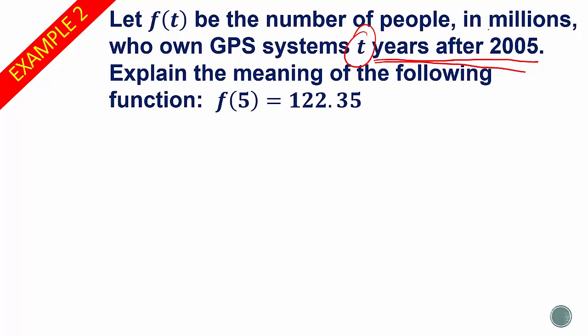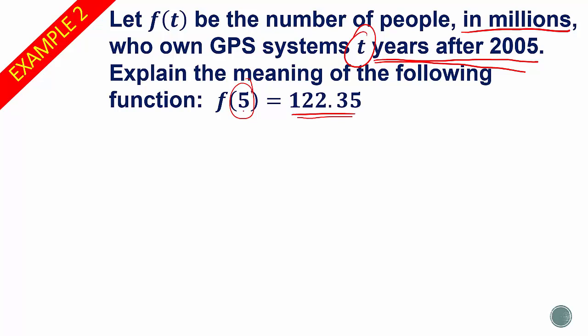The other thing to make note of is that this number right here, f of t, is the number in millions. So it's not 122.35 people. This is 122.35 million people. All right, so we're given the function f of 5 equals 122.35. We don't know what the function is, but what we do know is that whatever our input was, it was 5. Okay, so we can go back and say, what variable was represented? What was our input value? So it was t, and t was the number of years after 2005.